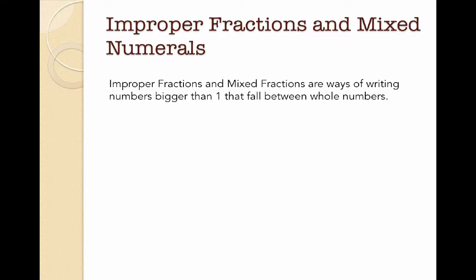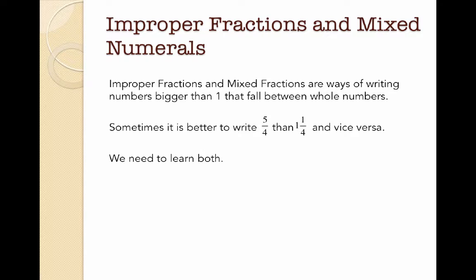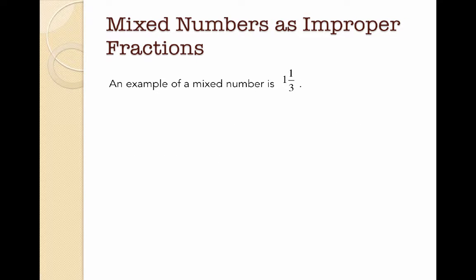So improper fractions and mixed numbers are just ways of writing numbers bigger than 1 that fall in between the whole numbers. Sometimes it's better to write 5/4 than it is to write 1 and 1/4, and vice versa. We need to learn both ways. So how do I write an example of a mixed number like 1 and 1/3 as an improper fraction? Let's have a look at a diagram.